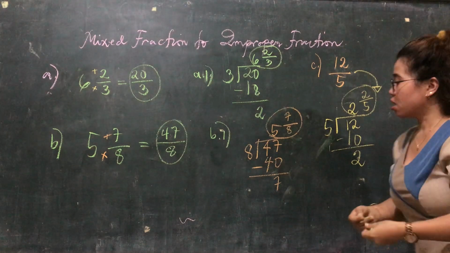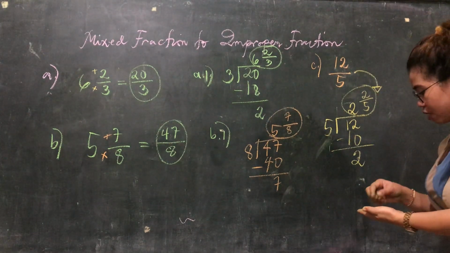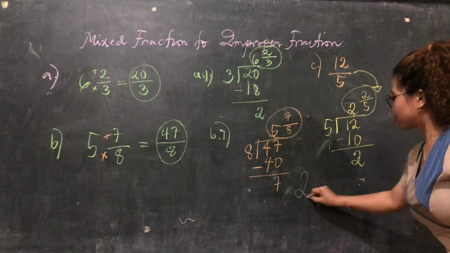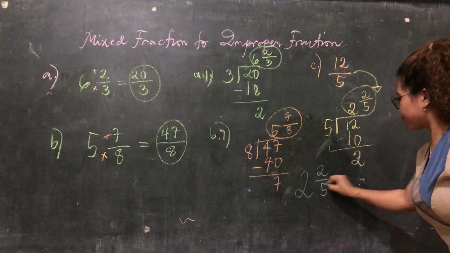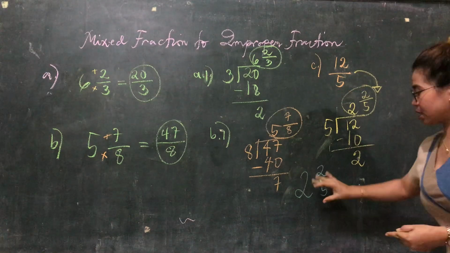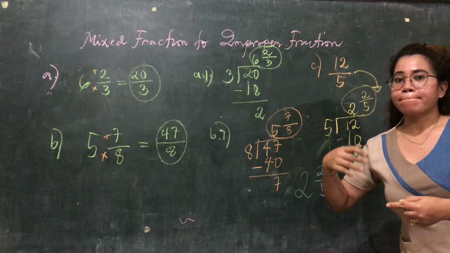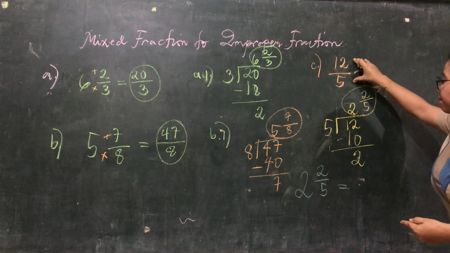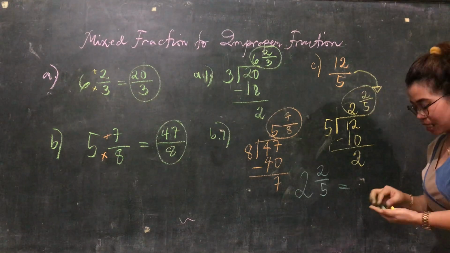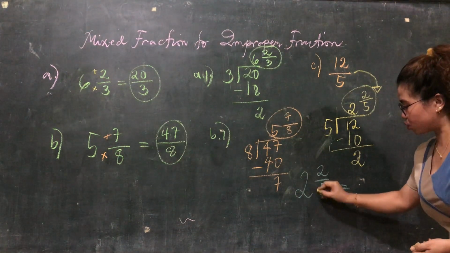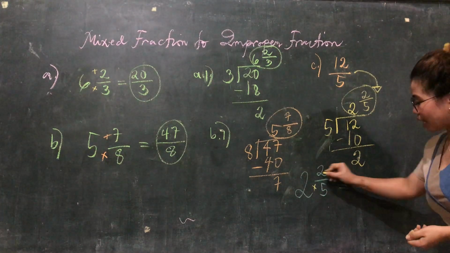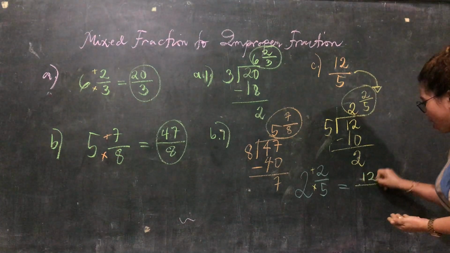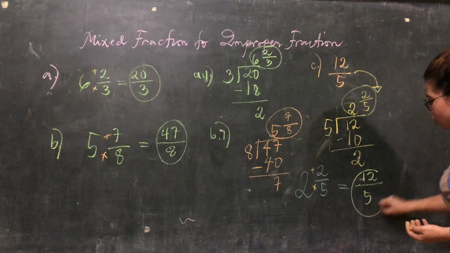Then let's recheck if that is correct. 2 and 2 over 5 equals. Let's transform it into an improper fraction to see if 12 over 5 is really its mixed form. 5 times 2, you have 10. Add 10 plus 2, you have 12 over, copy the denominator 5. So they are the same.